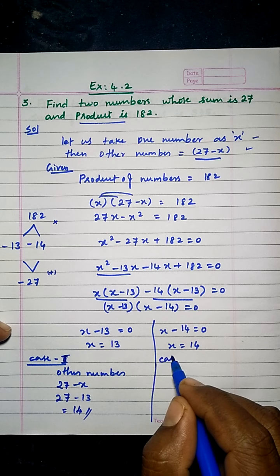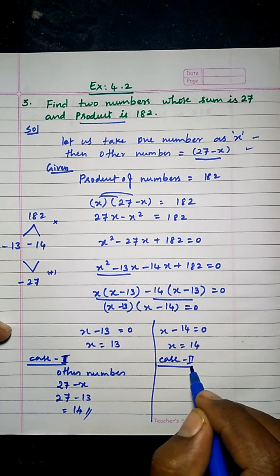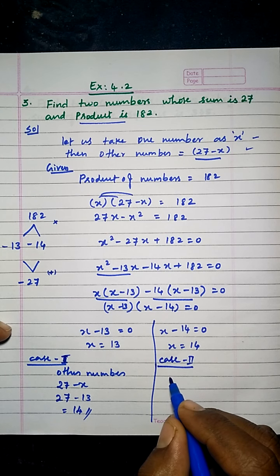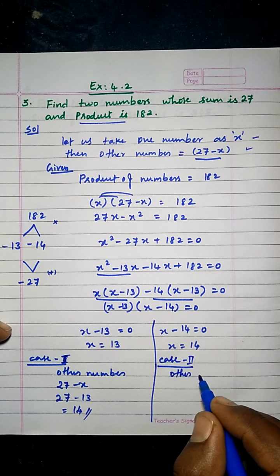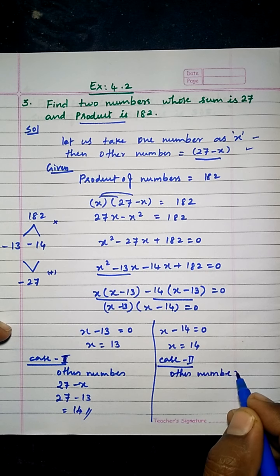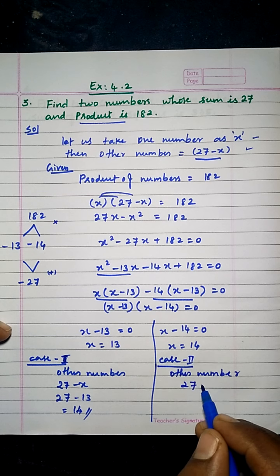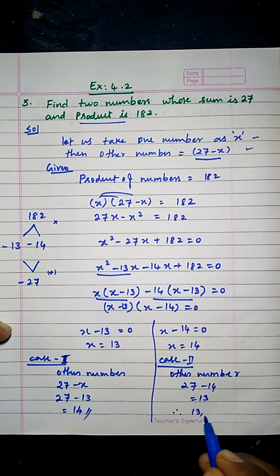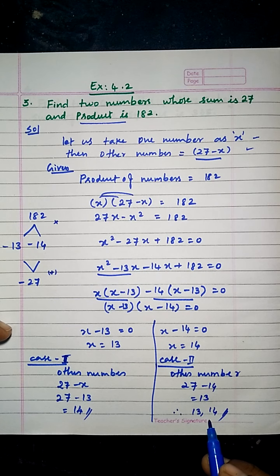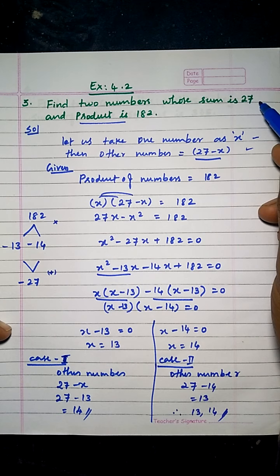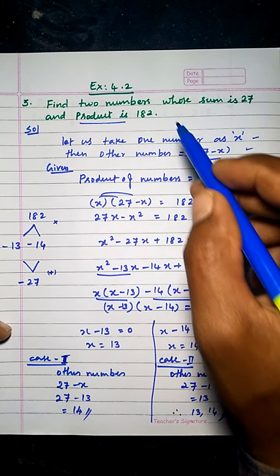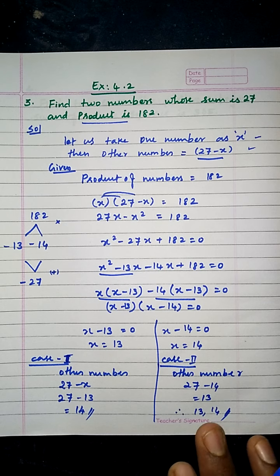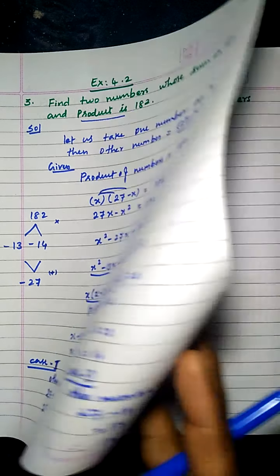Let's take case 2. Because we are getting two x values, here x is 14 and the other number is 27 minus 14, which is equal to 13. So therefore the numbers are 13 and 14. See, add these two numbers, you will get 27. Multiply these two, you will get 182. So these are the two numbers, 13 and 14. So let's get into the next question.